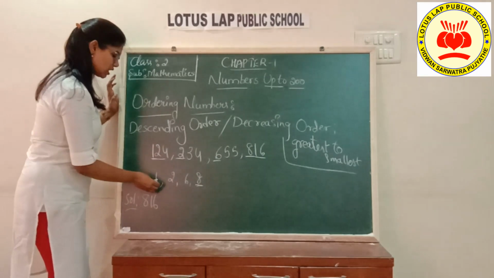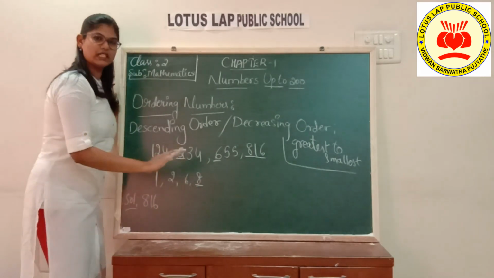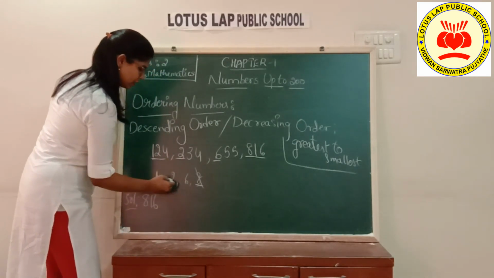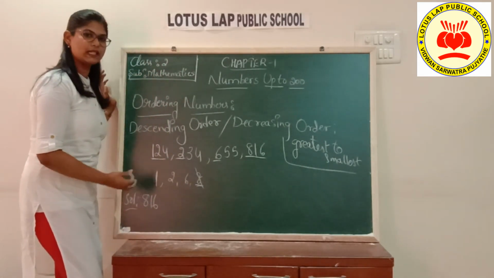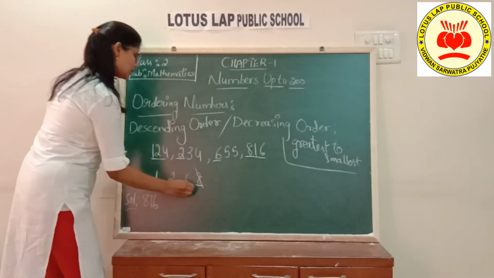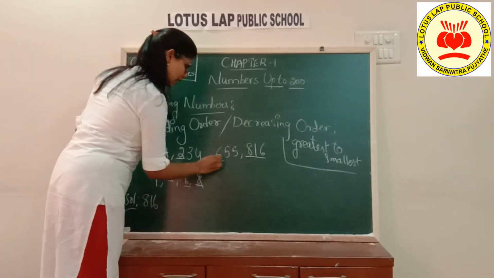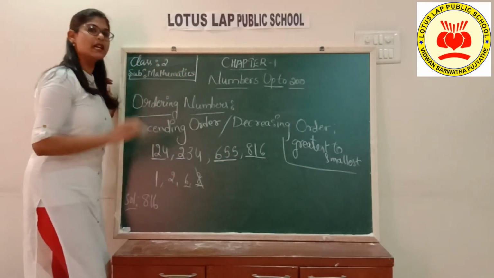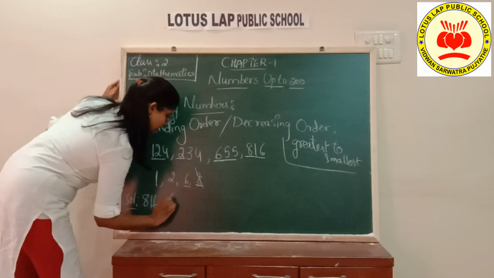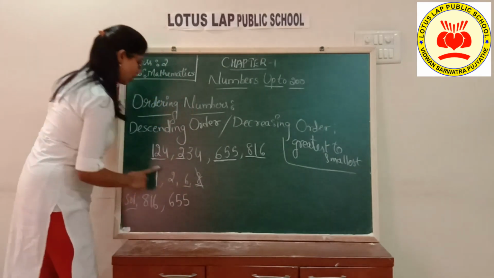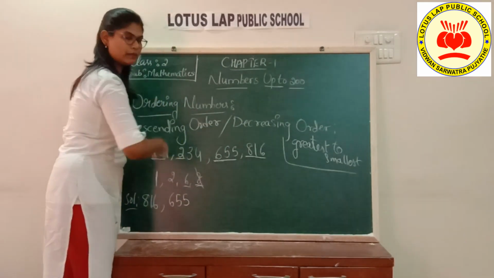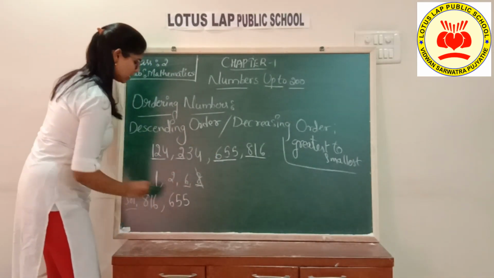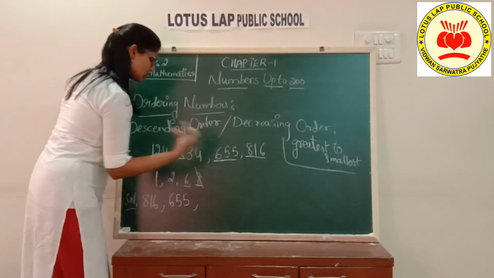Okay. In the hundreds place, all the digits are different only. So no need to confuse. Just check the digits which is highest and lowest. Next 8 is finished. Now compare 1 to 6. Which is the bigger one? 6. So in the hundreds place we have 6 as a greater number. So 655 will become the greatest one. 655. Among these numbers, children, not all the numbers. If you compare these three, this 655 is the greatest one. Next, 655 is also finished.